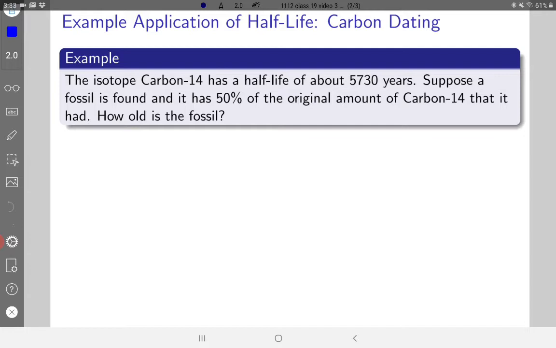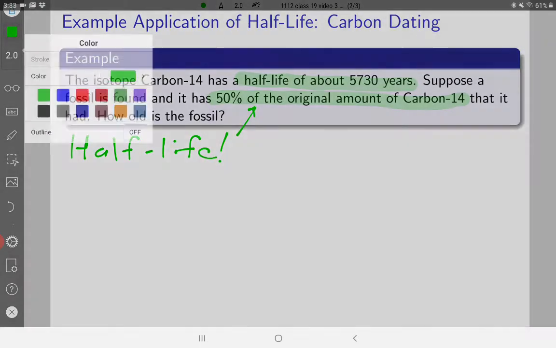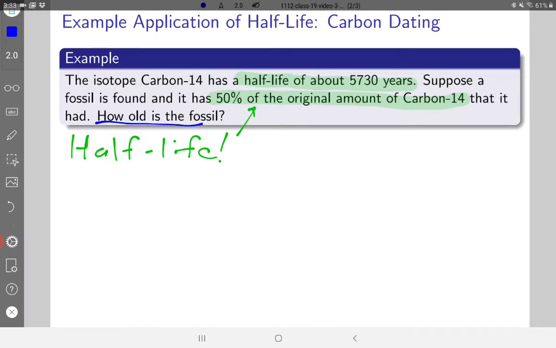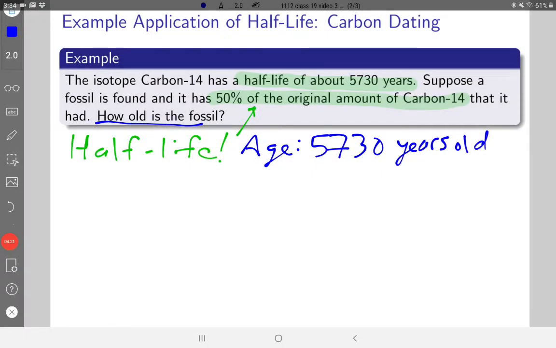So if I know that this isotope has a half-life of about 5,730 years, then how long will it take for that original amount of carbon-14 in the fossil to decay to 50% of the original amount it had? Well, this is just another way of saying exactly what the half-life is. So in other words, my answer to this question, how old is the fossil, I can say it's pretty much the half-life. It's 5,730 years old. So that would suffice to just answer this question.